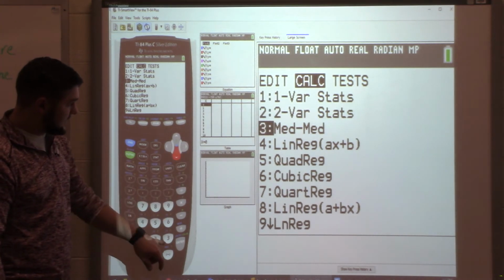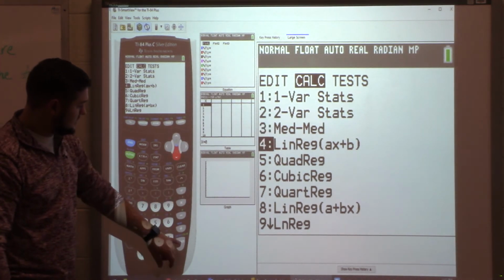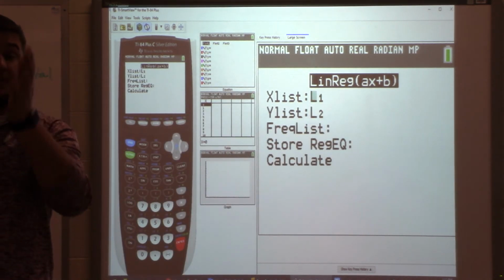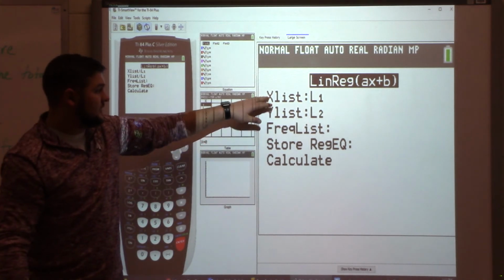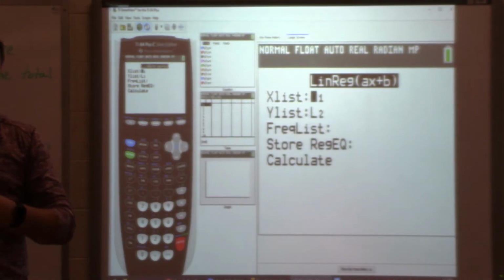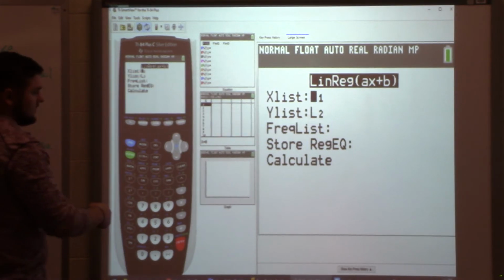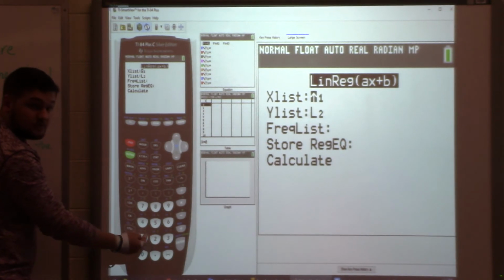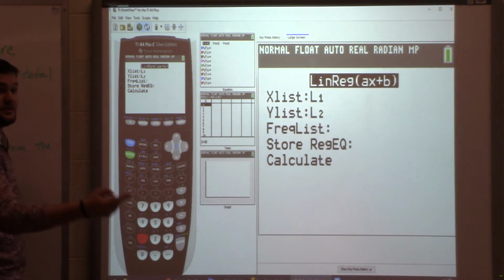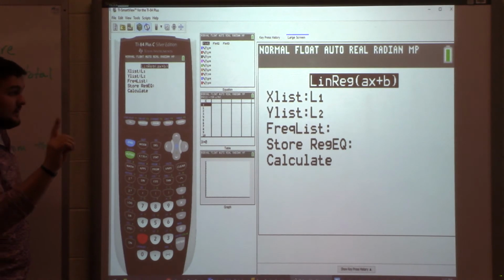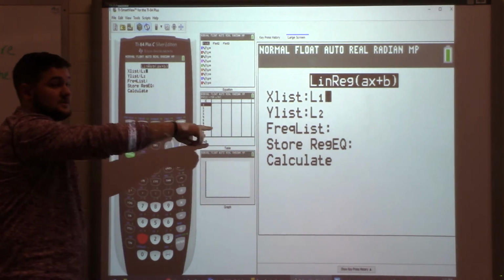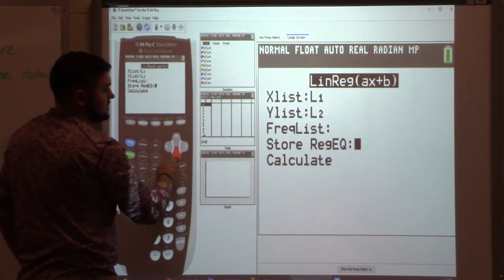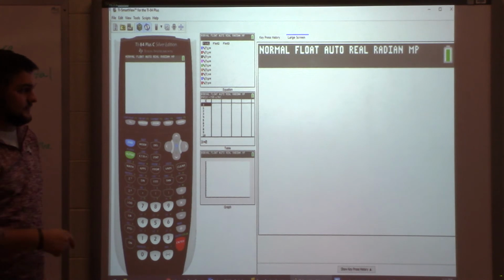When you click on it, it's going to pop something up. It's going to say x list, y list. Where you put your x values, you're going to put that list in. Should be list 1. Where you put your y values in, it's going to be list 2. If you need to change that, you need to hit second, and then if you look right above 1 and 2, is L1 and L2. Those are your lists. Okay? You do not need anything in your frequency list. We are not worrying about storing the regression. All you're going to do is hit calculate.